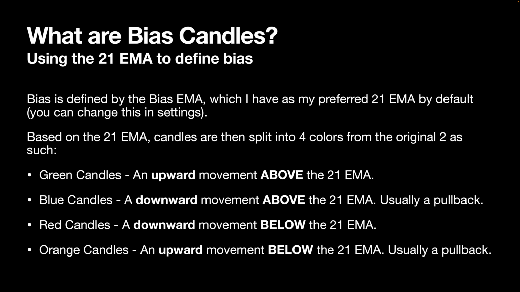Red candles are a downward movement below the 21 EMA. Pretty standard, same as you'd normally see. Where things are different here is, instead of getting a green candle below the 21 EMA, you get orange candles, which show an upward movement below the 21 EMA. Again, usually a pullback if you're short. So really simple. We're just taking the two original colors, and the only difference is if you're a red candle above the 21 EMA, we turn you blue, and if you're a green candle below the 21 EMA, we turn you orange.